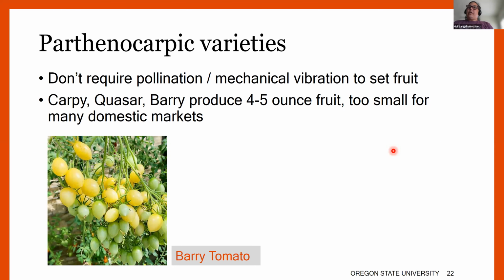Well, one thing you could do is you could choose a parthenocarpic variety of tomato that doesn't require pollination or mechanical vibration in order to set fruit. Some parthenocarpic varieties of tomatoes include Carpi, Quasar, and Berry. And here's a picture of a cultivar of the berry tomato. They tend to produce smaller fruit, which tends to be too small for domestic markets at scale, but you might be able to do well selling these varieties at local farmers markets or through CSAs.